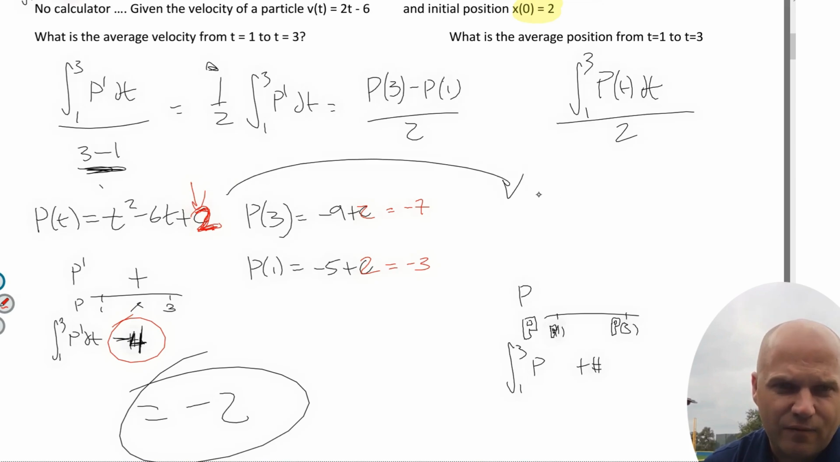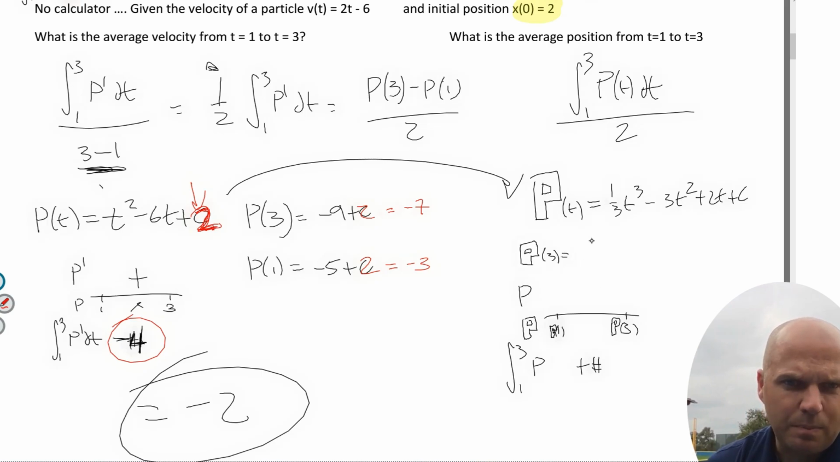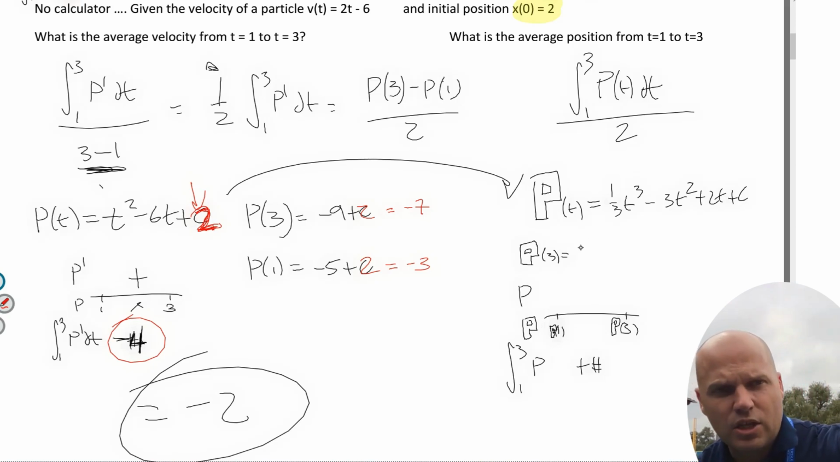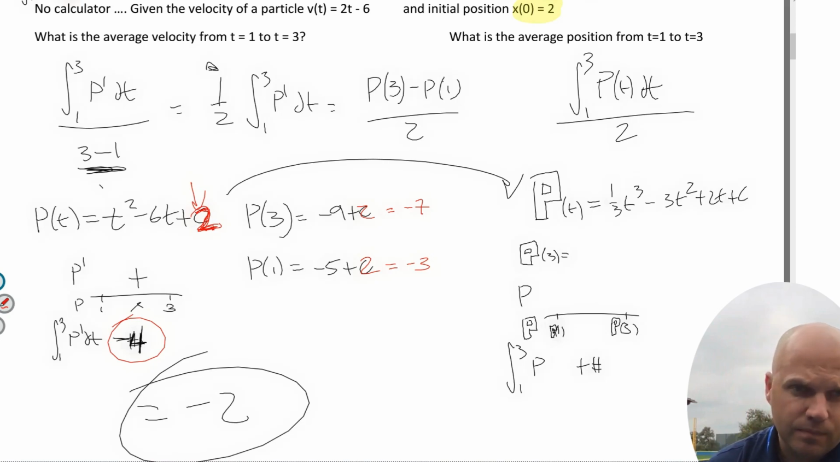Now I'm going to go ahead and find capital P, which is the antiderivative of P. And I get 1/3 T cubed minus 3T squared plus 2T plus C. And I want big P of 3 minus big P of 1 to get me the accumulation of P from 1 to 3. So I got 27 divided by 3, which is 9, minus 27 plus 6 plus C. And I'll simplify that. Negative 18 plus 6 is negative 12 plus C.